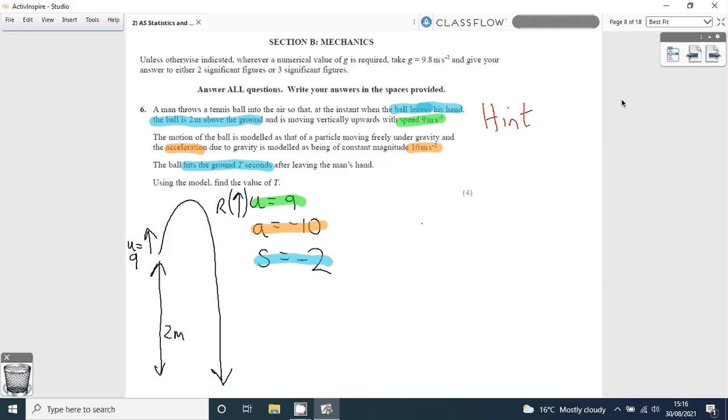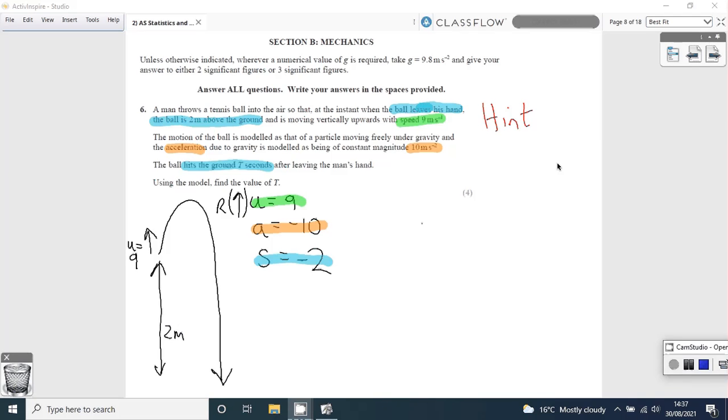So u is 9, a is minus 10, s is minus 2. We need to work out t, so choose the appropriate SUVAT equation which includes u, a, s and t, and substitute in to find what t is.